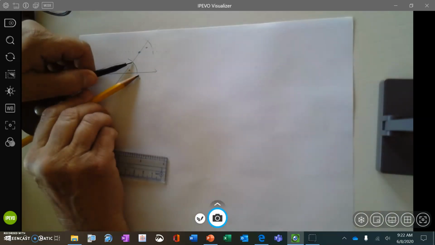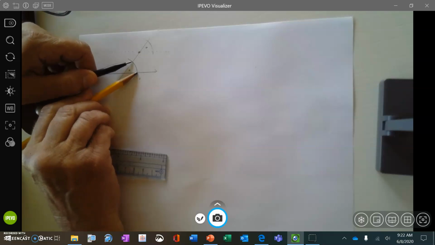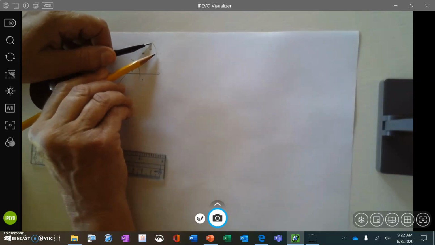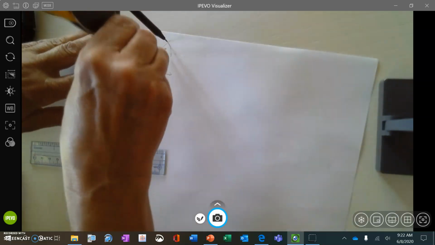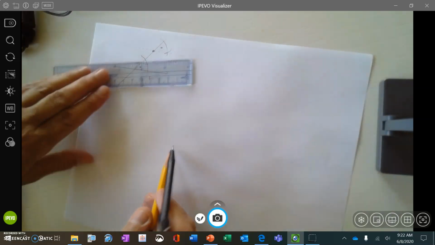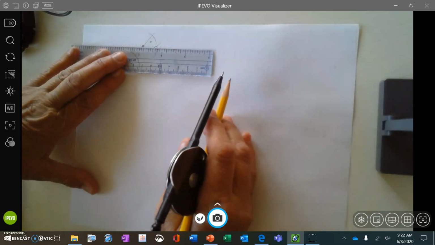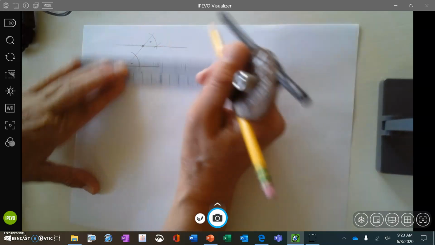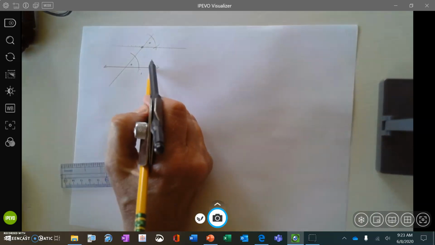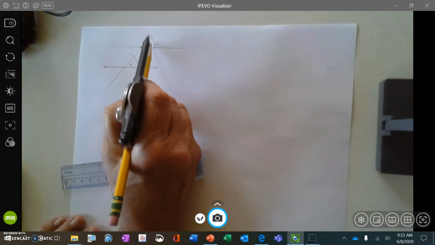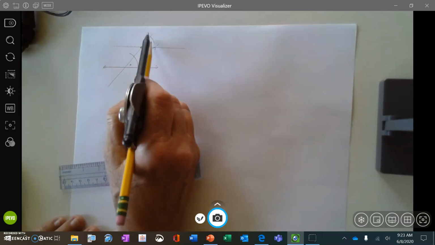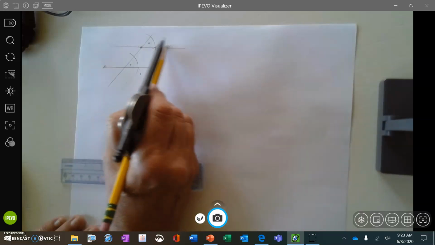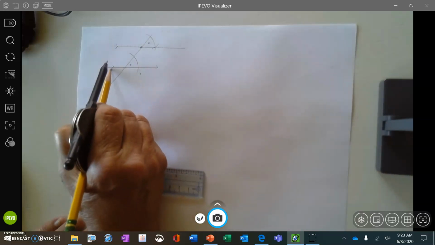Okay, then I open up my compass to how wide the opening is, that far away from the vertex, and I come up here to this one and stab in there and make an arc that goes through there. And when I connect those two, the arc intersection and the given point, I have a line that is parallel to this first line. And the reason is, if I can create 2 angles that are corresponding angles and equal to each other, then I know that these 2 lines are parallel.